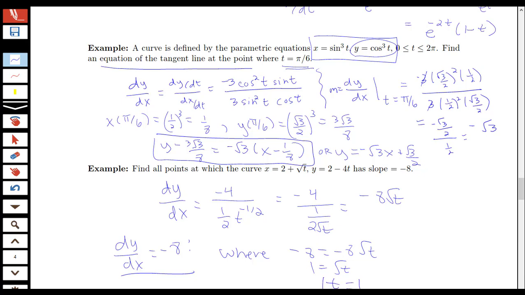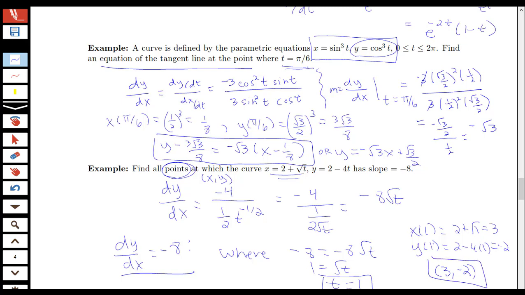So the curve is going to have a slope of negative 8 at t equals 1. When it says points, we want to think about finding the coordinates of the points, x and y. I can see that x of 1, plugging into the original parametric curve, would be equal to 2 plus root 1, or 3. Y of 1 would be 2 minus 4 times 1, so that's negative 2. So I have the coordinates (3, negative 2). On this curve, we'll have the slope of the tangent line being equal to negative 8.